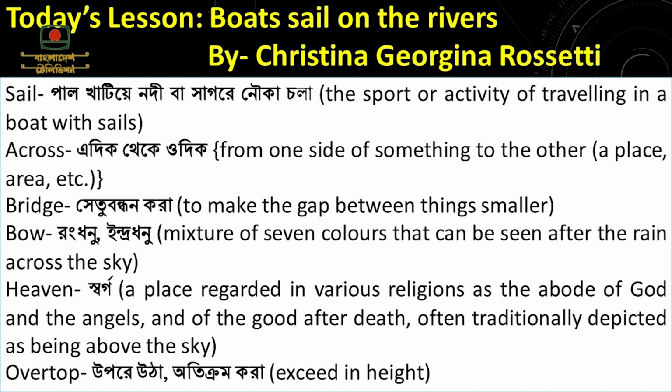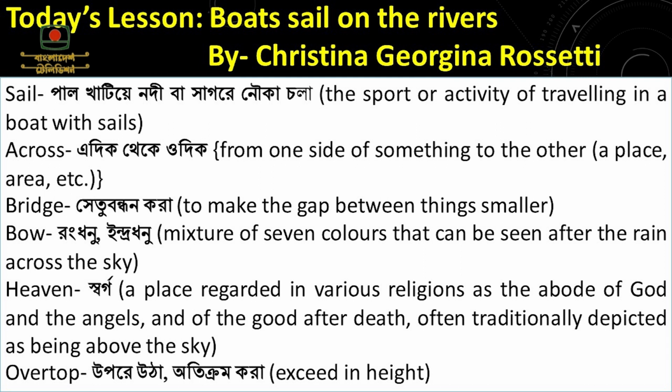Let us learn some words from this lesson. First, here you can see sail. The meaning is the sport or activity of traveling in a boat with sails. Then you can see across. Across means from one side of something to the other, that is a place, area, etc. Breeze. Breeze means to make the gap between things smaller. Bow. Bow means a mixture of 7 colors that can be seen after the rain across the sky.